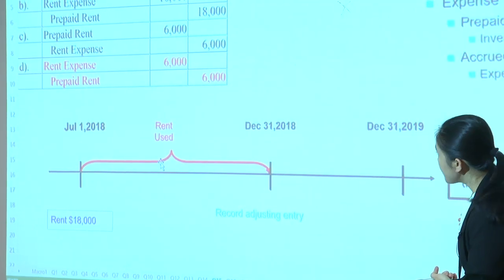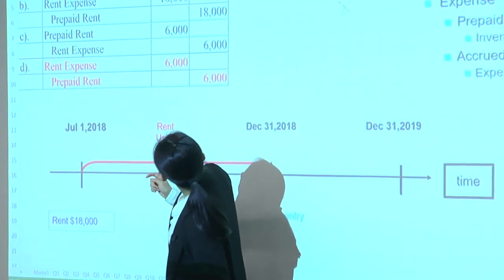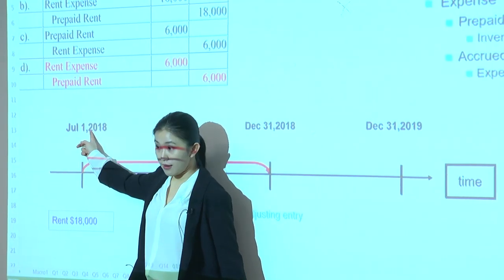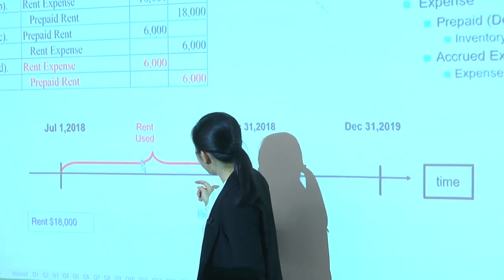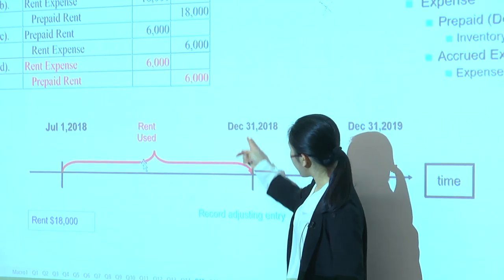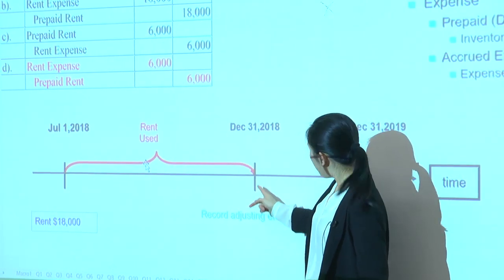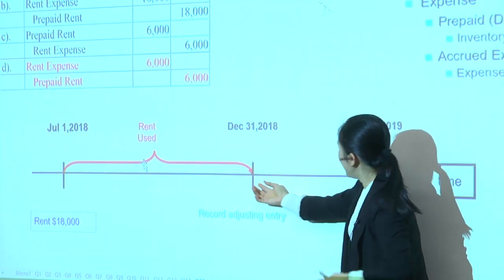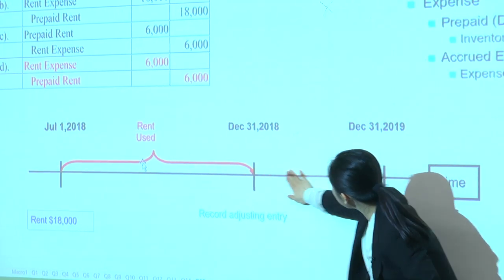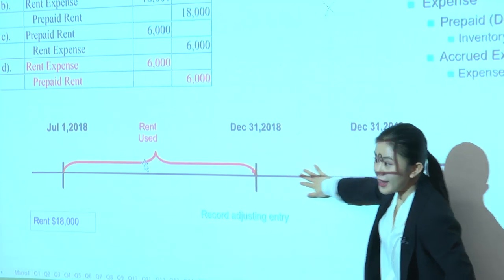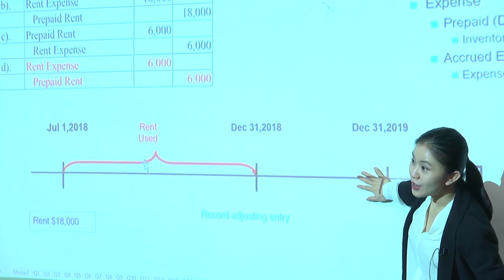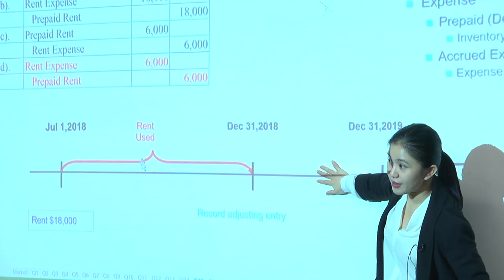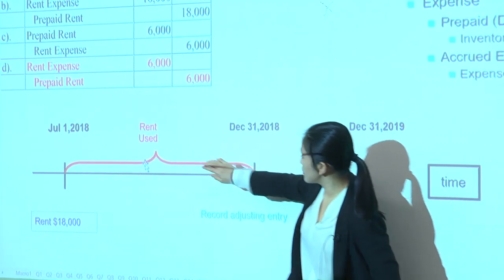This is the timeline. We paid the rent for $18,000 on July 1st. And then we use the rent all the way until December 31st. But right, the lens is not matching, but don't judge me on these. So we have one more year left for that haven't used. So we shouldn't do anything on this part because it's not passed, but we should do the part here.